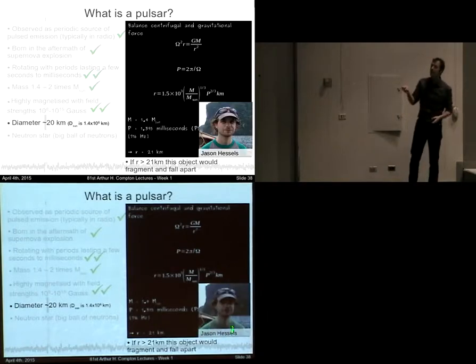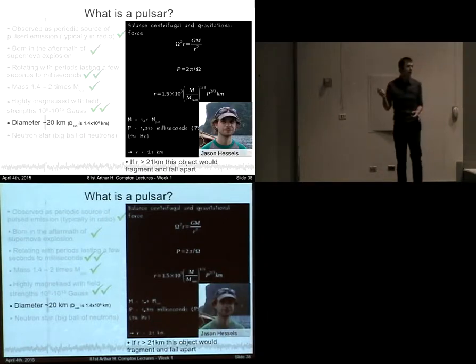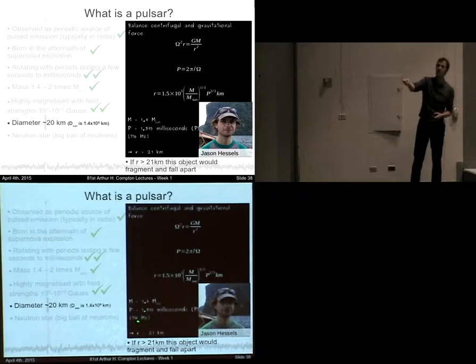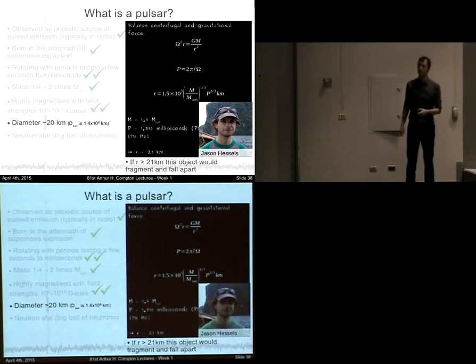I just wanted to point out that this pulsar was discovered while I was at McGill by a grad student friend of mine, Jason Kessels, in 2006. This very fast spinning pulsar holds the record, 716 hertz.